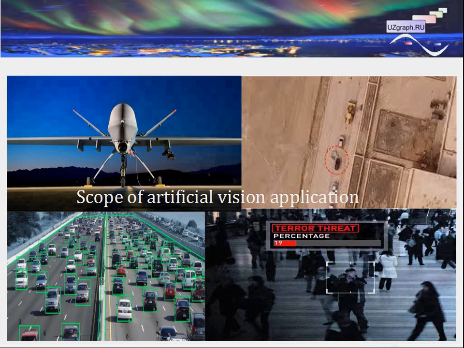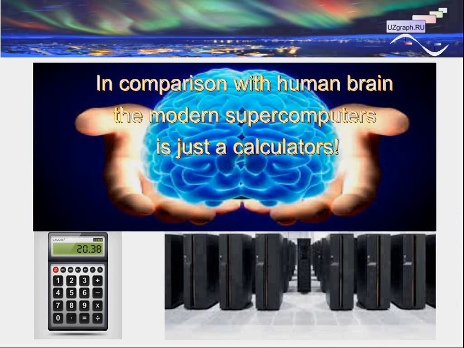And I want to end this presentation with another comparison and a quote. According to the Telegraph, researchers used the K computer in Japan, currently the fourth most powerful in the world, to simulate human brain activity. The computer has 700,000 processor cores and 1.4 million GB of RAM, but still took 40 minutes to crunch the data for just 1 second of brain activity. So, in comparison with the human brain, modern supercomputers are just calculators.